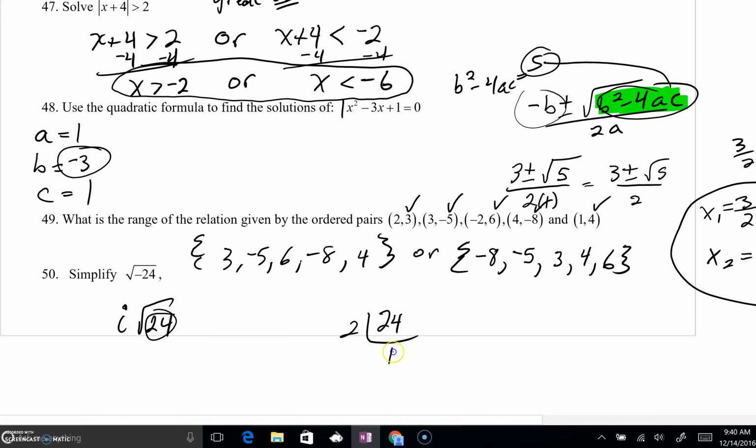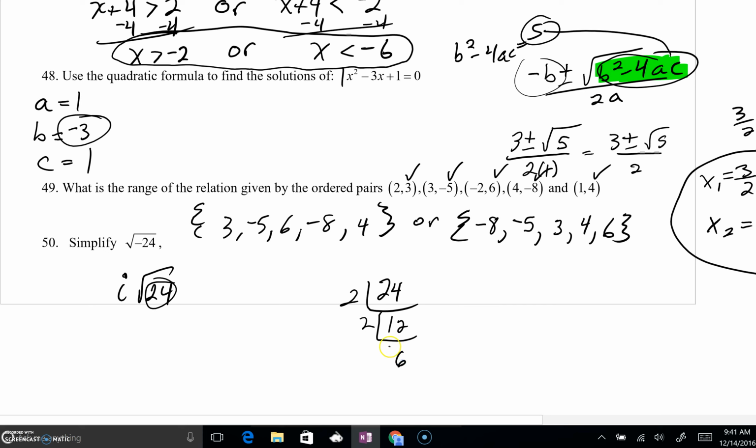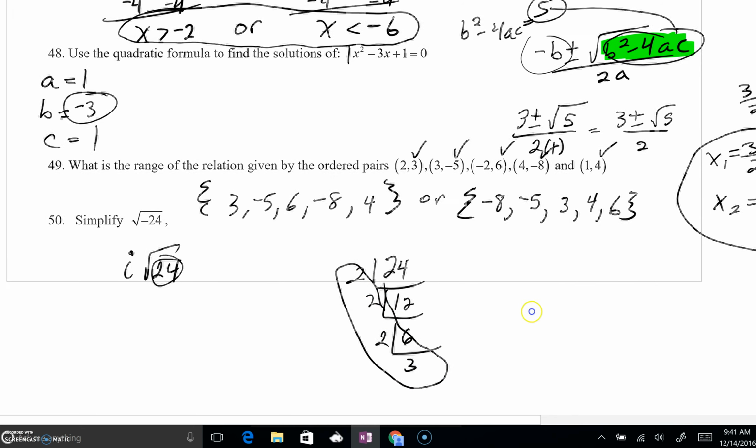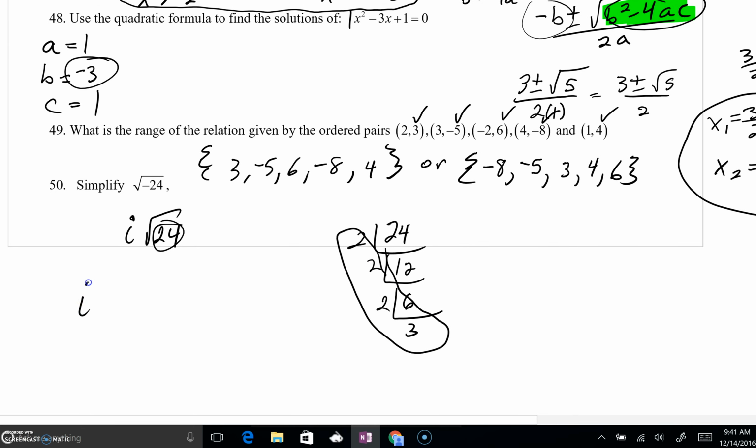24 divided by 2, you'd get 12. 12 divided by 2, you'd get a 6. Try 2 again, 6 divided by 2 is a 3. So you have 2 times 2 times 2 times 3. Guys, that's honestly how you want to break down that radical. But we're looking for 2 of the same factors. We're looking for doubles of numbers.